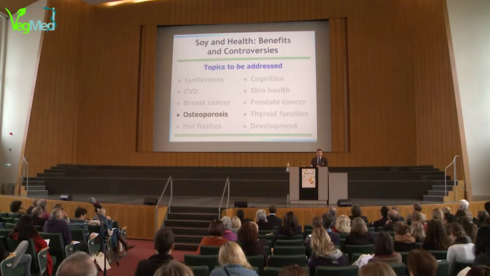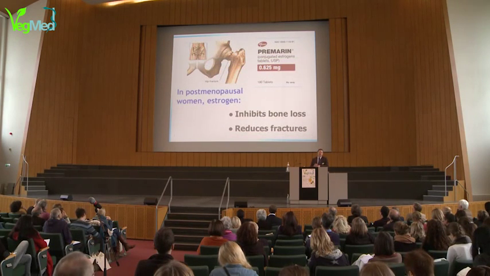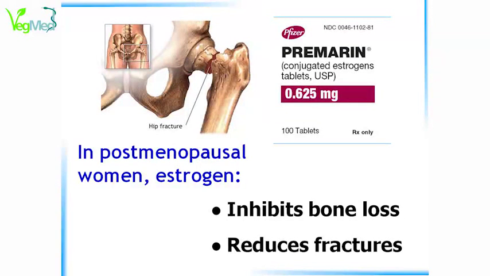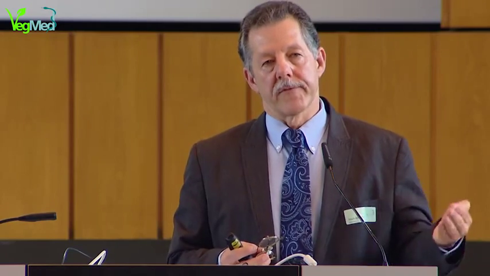Now let's look at osteoporosis. There certainly was plenty of reason to speculate that isoflavones may have skeletal benefits because we know that the hormone estrogen reduces bone loss and reduces fractures in postmenopausal women. However, remember, isoflavones and estrogen are very different.